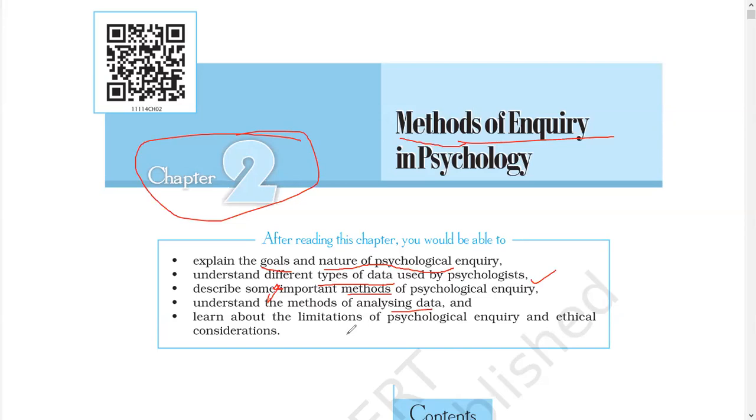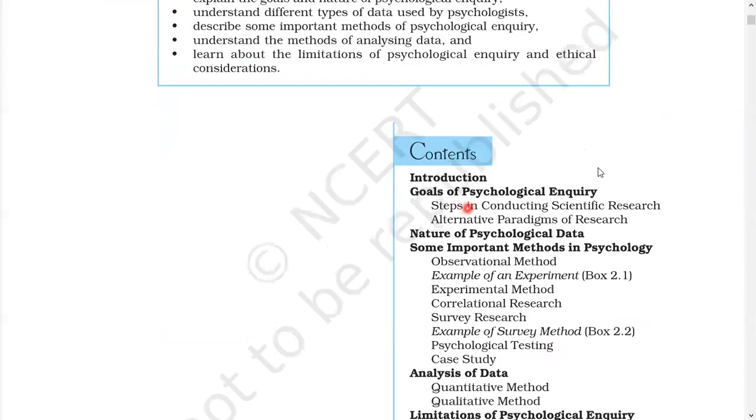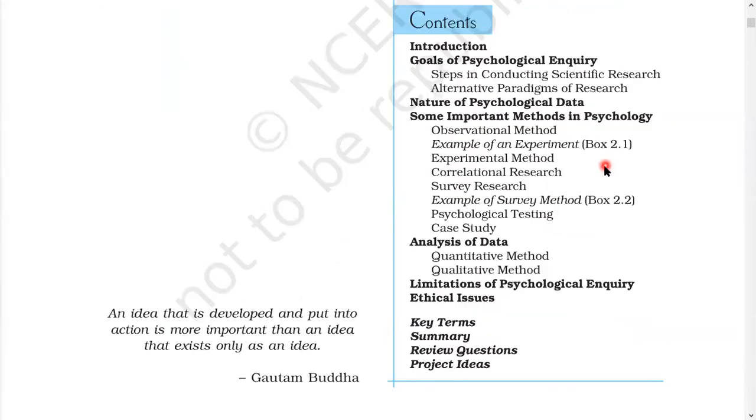All these things, but still, though it has a broad scope, it has its limitations. So what are the limitations? That will be discussed at the end of this chapter. So next, what is in this chapter? If you can see, an idea that is developed and put into action is more important than an idea that exists only as an idea. Idea and an action.